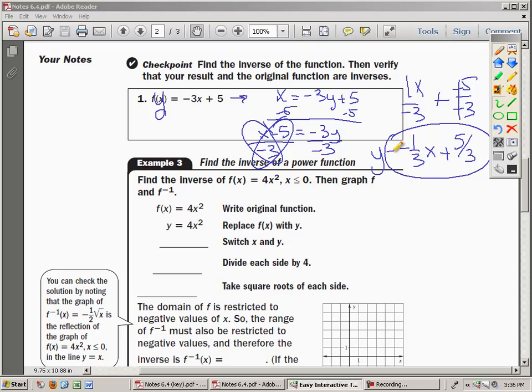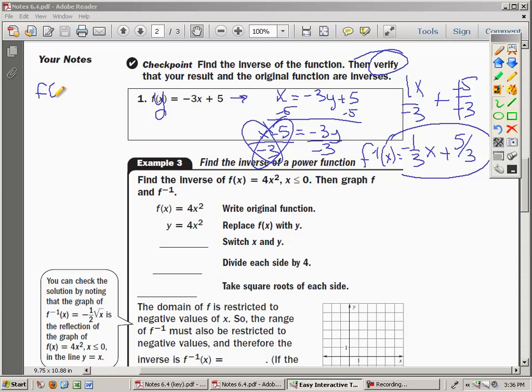So y equals negative 1/3 x plus 5/3, but instead of saying y now, what we want to say is f inverse. Okay, so f inverse of x, again, if this is my function f of x, then f inverse is negative 1/3 x plus 5/3. Now, we need to verify that these are, in fact, going to be inverses.